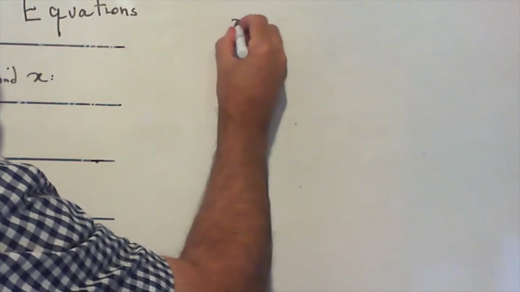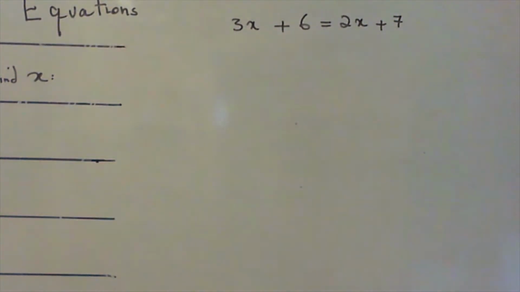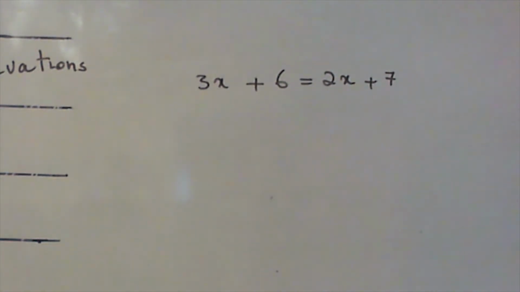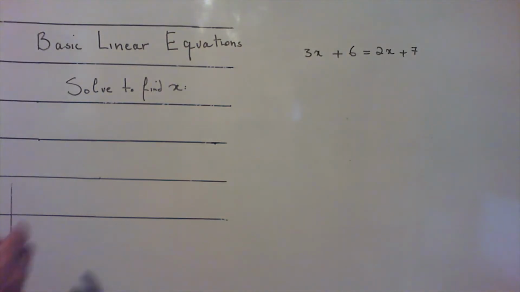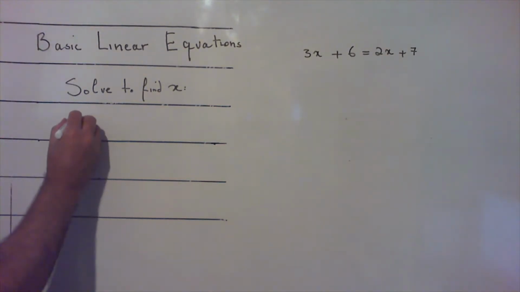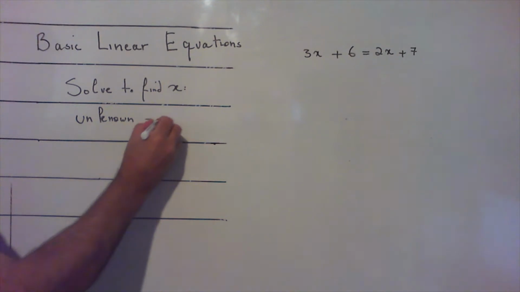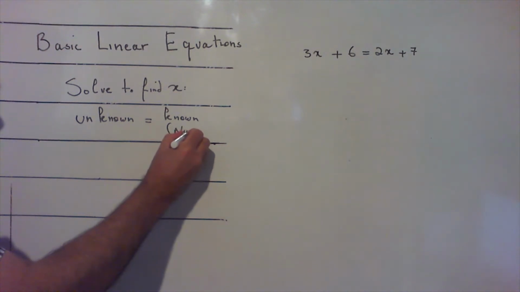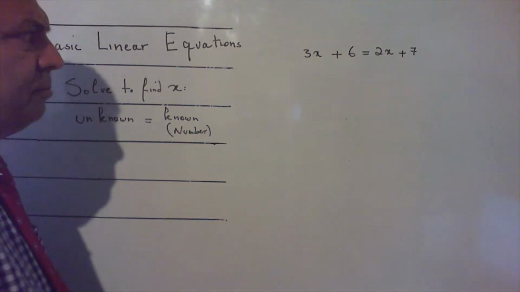Let's do another one. This time I'm going to write 3x plus 6 equals 2x plus 7. I hope you noticed that this one has x's on both sides, or unknowns on both sides of the equation, and numbers on both sides. So I know that if I want to solve this equation, I have to take all my unknowns to one side and all the knowns, or numbers, to the other side. Also, one rule we learned is that if I move anything from one side to the other side, I have to change the sign.